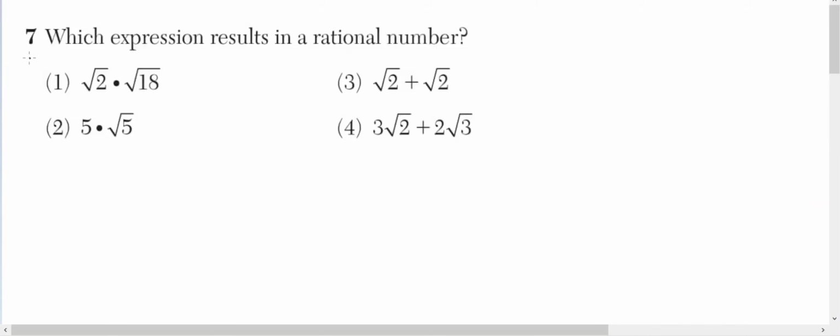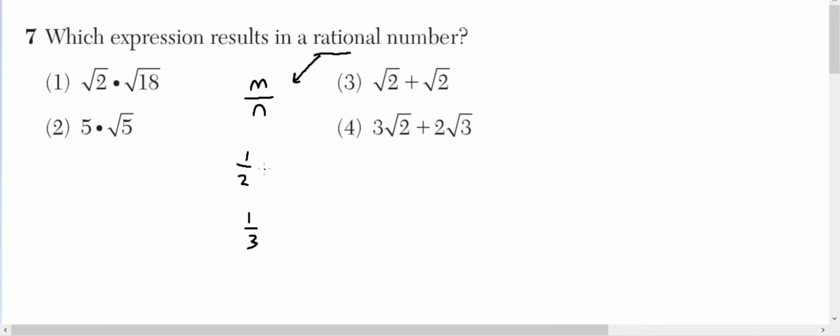So for number 7, which expression results in a rational number? And we have several choices involving square roots. So before doing any of those, we should understand the definition of rational comes from the notion of ratio. That is, a rational number is a number that can be expressed in the form m divided by n, where m and n are integers. So an example of that would be 1/2, because 1 and 2 are integers. Another example might be 1/3.